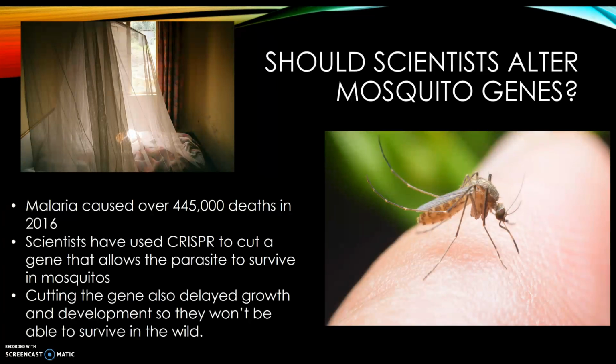Okay. So the next question, should scientists alter mosquito genes? So malaria has caused over 445,000 deaths in 2016 alone. Scientists have been able to use CRISPR to cut a gene that allows the parasite to survive in mosquitoes. But cutting the gene also delayed growth and development, so the mosquitoes won't be able to survive in the wild. So that's not potentially the solution right now. But is this something you think we should do, is alter these mosquito genes?